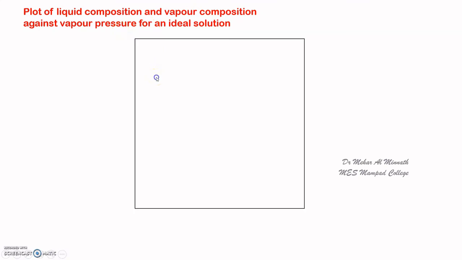Before we look into the boiling point curve or the azeotrope, the boiling nature, we will just study the vapor composition and liquid composition of an ideal solution, and of all these three types of solution. So we'll plot a graph of the liquid composition against vapor pressure and the vapor composition against vapor pressure for an ideal solution. Let us see how it will appear.